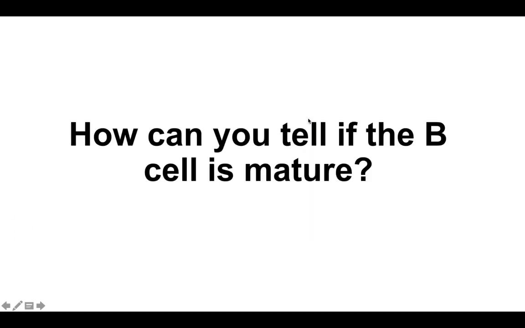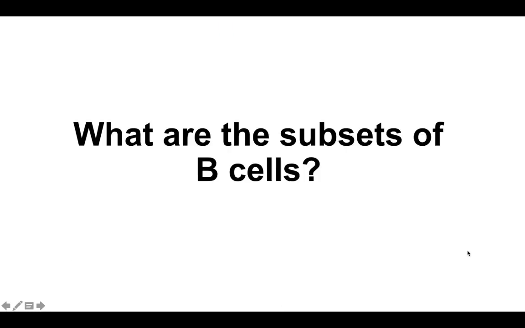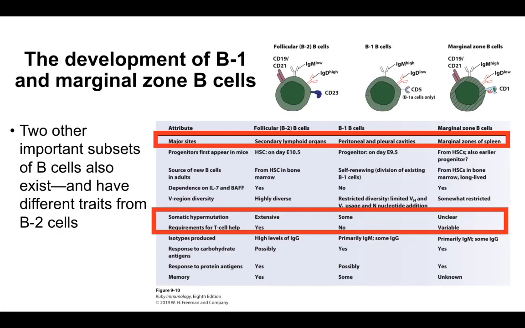How can you tell if the B cell is mature? It's mature when it has IgM and IgD on the surface of it. What are the subsets of B cells? We've talked mainly so far, and we talk most often about follicular B cells, which are called the B2 cells. They are the B2 subset. There are other B cells that exist. The B2 cells are the ones we talk about most, and if I don't specify what type it is, I would assume that it is a follicular B cell.